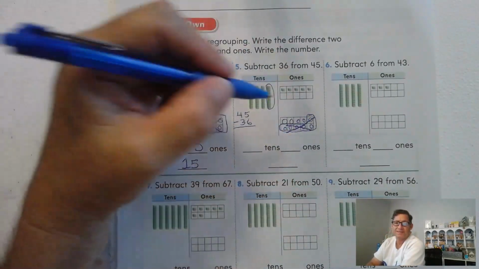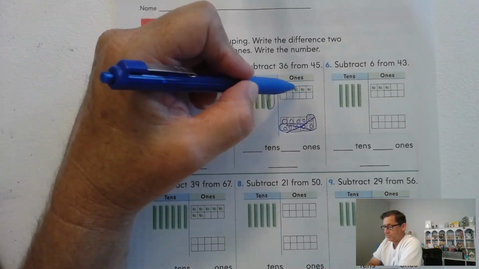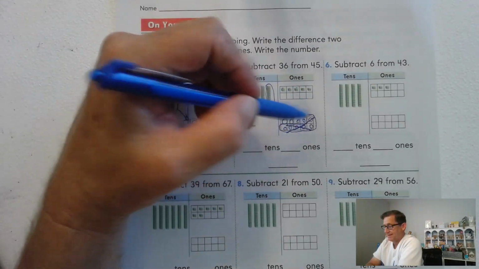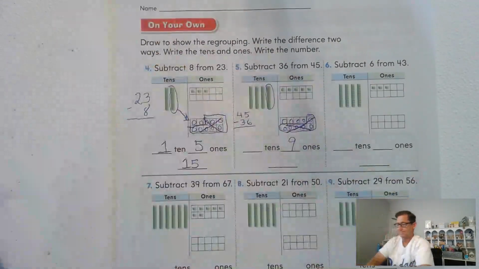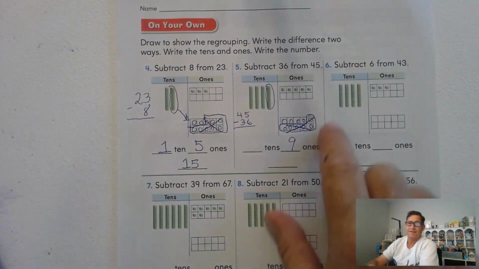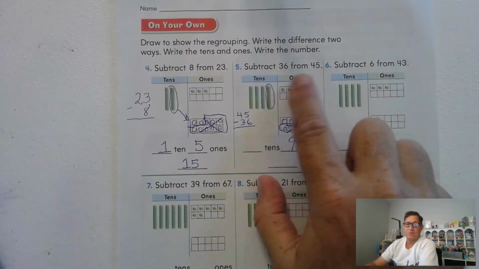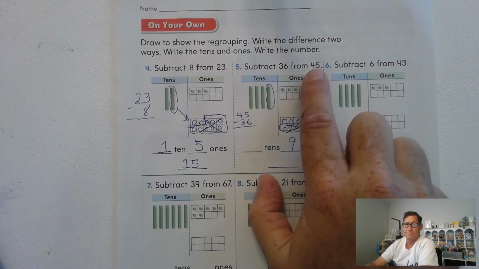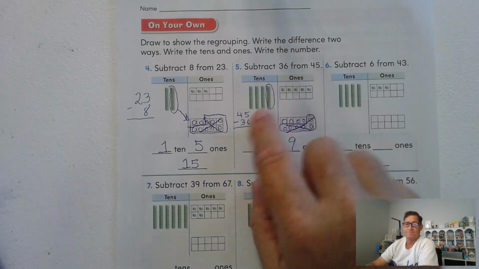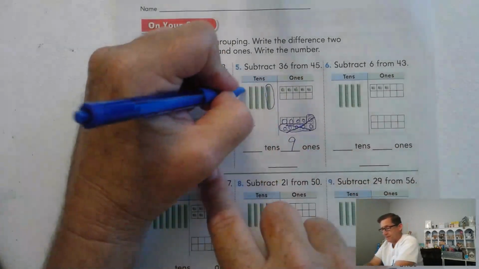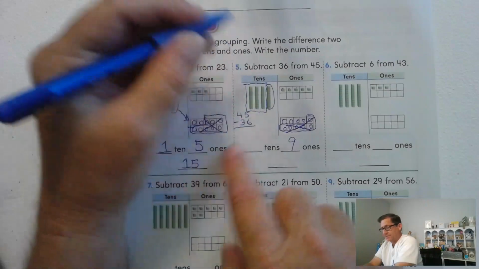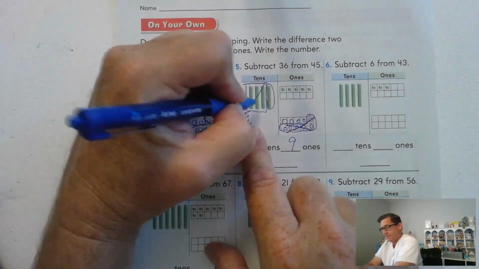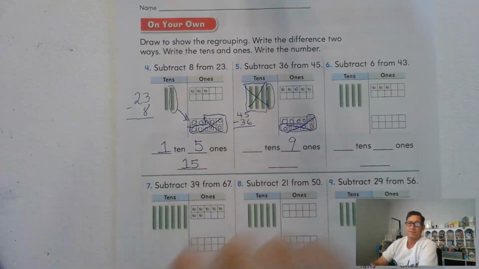Okay, so I took away 6, and that left me 1, 2, 3, 4, 5, 6, 7, 8, 9 ones. Now, I still have to take away 3 tens. There's 3 tens in 36, and I have to take it from the 45. Well, I notice here I only have 3 tens left. So I'm going to group all 3 of them, and I'm going to take them away. I'm going to cross them out.